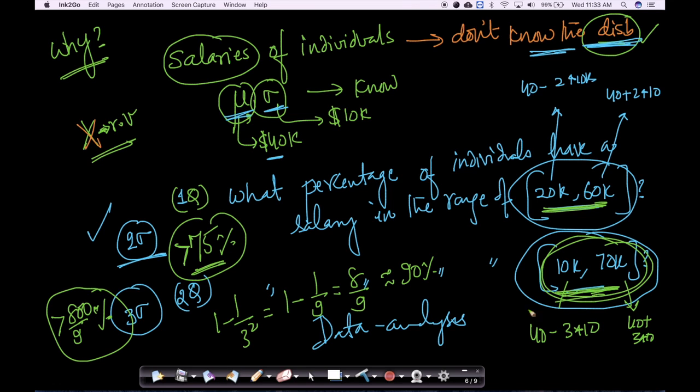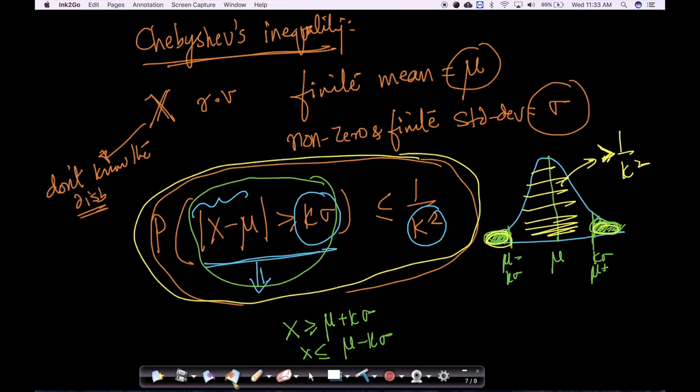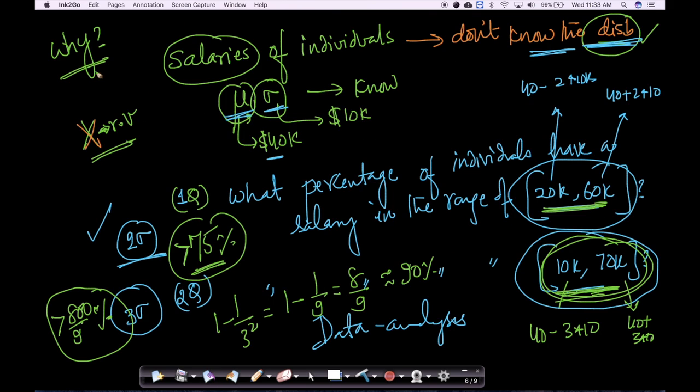So Chebyshev's inequality, from an applied standpoint, if you are given a random variable for which you know the mean and standard deviation, and you know that your mean is finite and your standard deviation is finite and non-zero, you can answer questions like these. That's one of the biggest applications of Chebyshev's inequality in practice.